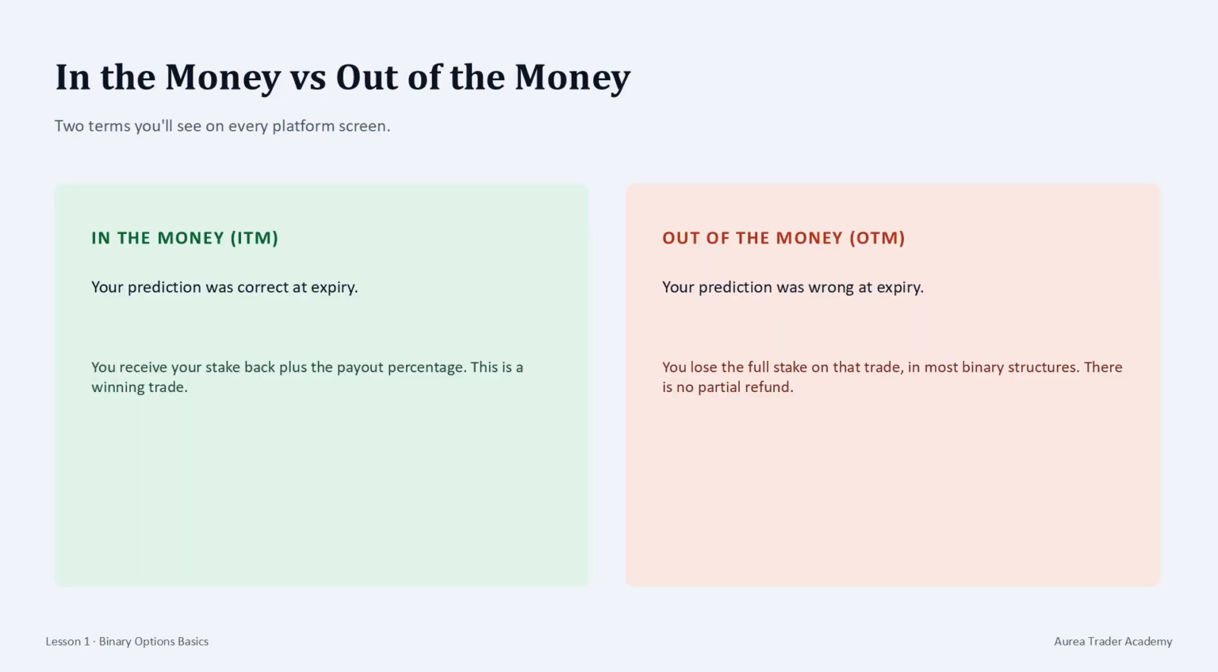You'll see 2 terms on every platform screen. In the money, or ITM, means your prediction was correct, you get your stake back, plus the payout percentage. Out of the money, OTM, means you were wrong, and in most binary structures, you lose the entire stake. No partial refund, no matter how close you were.